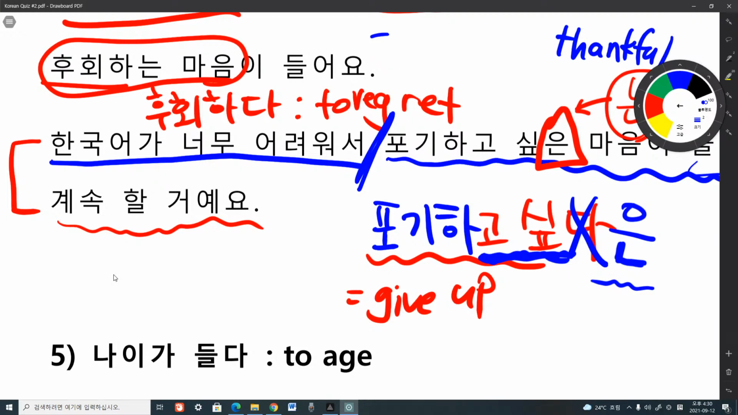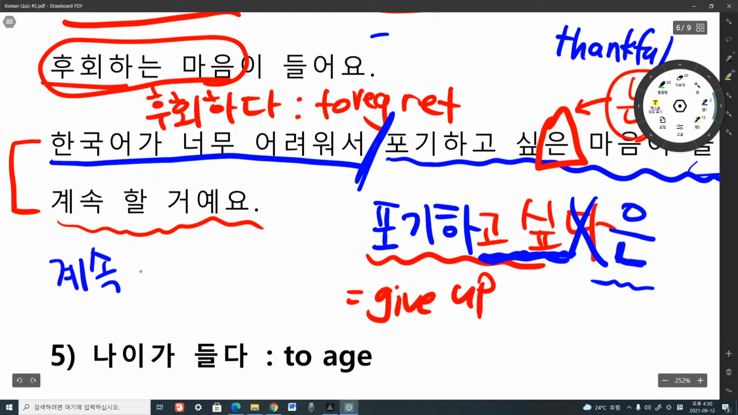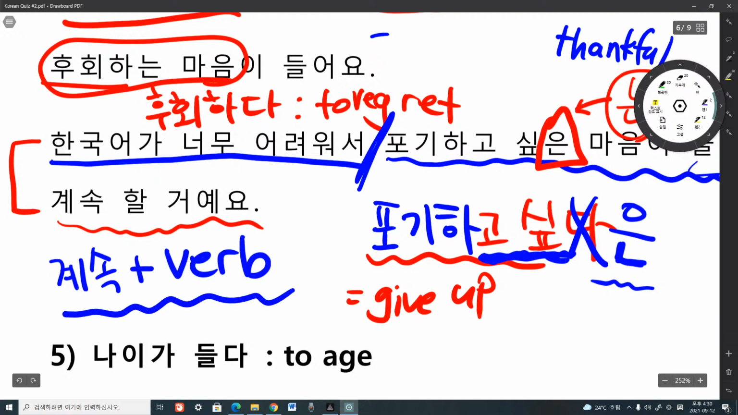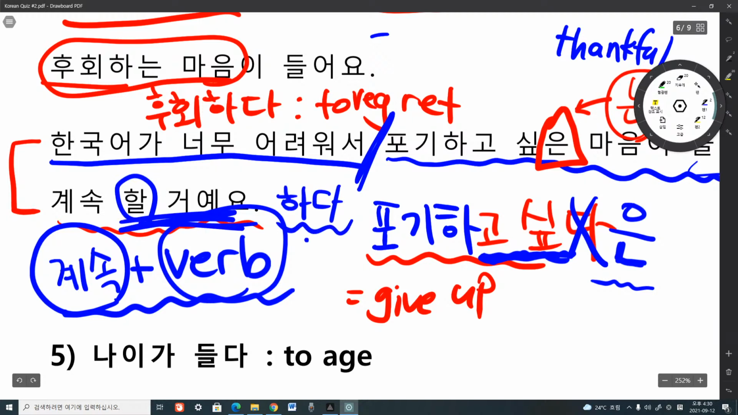맞아요. 루파님, perfect translation. 맞아요. 계속 갈 거예요. 계속 is also an adverb, guys. If you use 계속 plus verb, it means to continue to verb. So 하다 means to do, right? So 할 거예요, will do. I will continue to do it. So do as in like study. 계속 할 거예요. 계속 공부할 거예요.